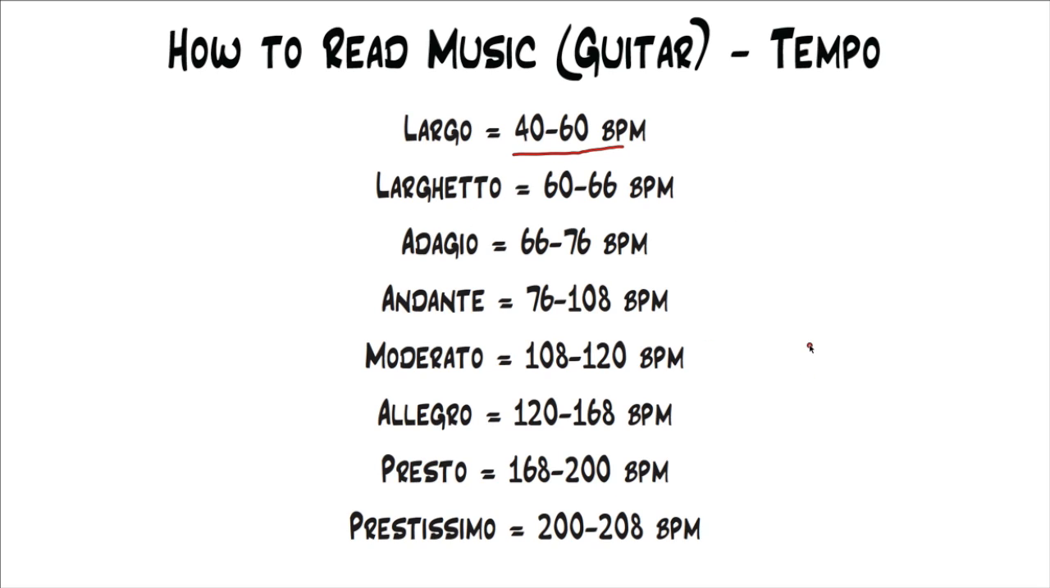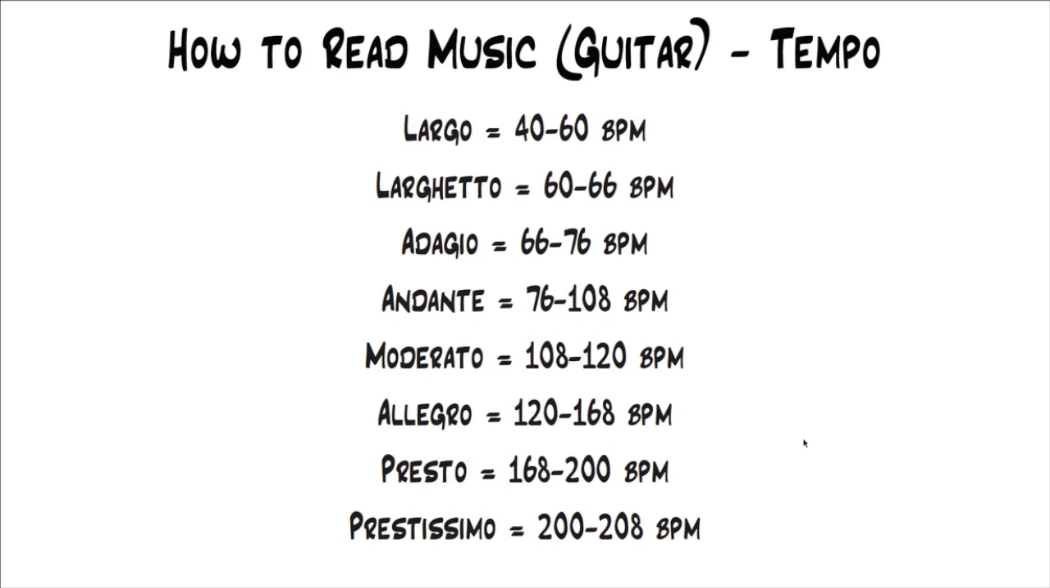So now that's telling the musician or the conductor, whoever is in charge of this, that this piece of music should fall somewhere around 40 to 60 BPM. For allegro, that would be 120 to 168, or presto would be 168 to 200, etc. But that's more in traditional type music.